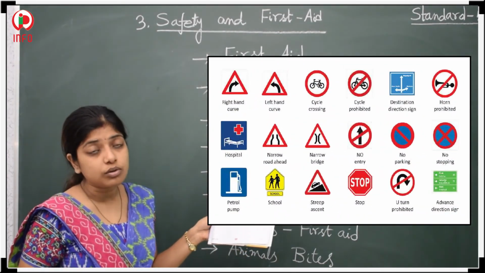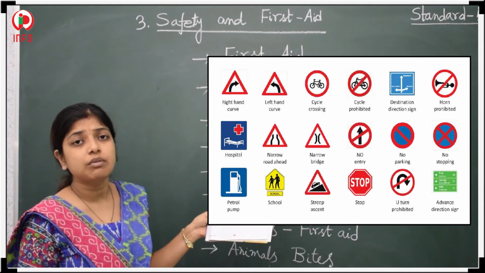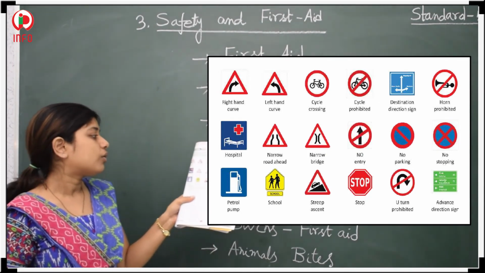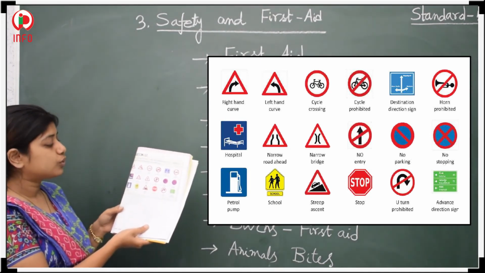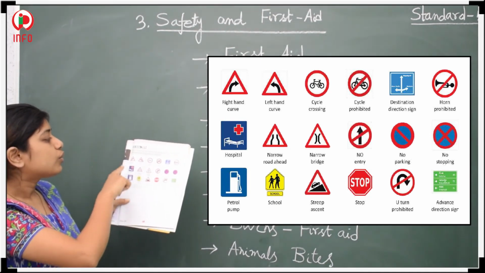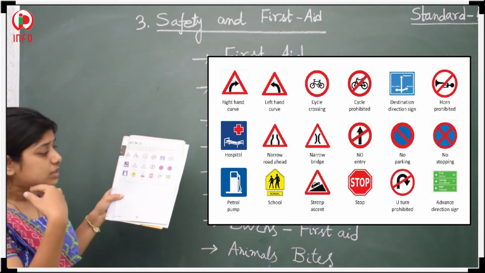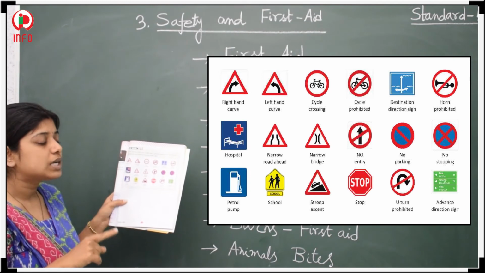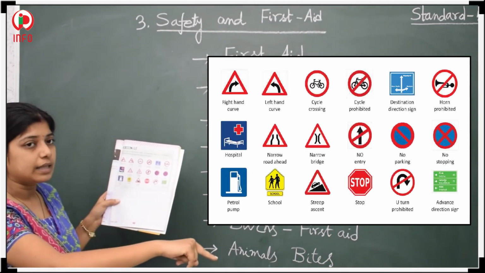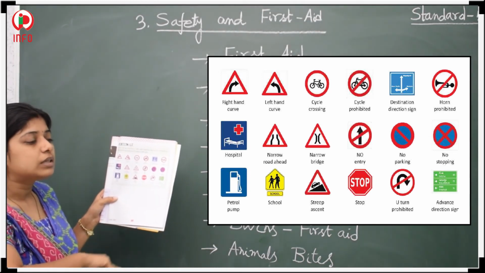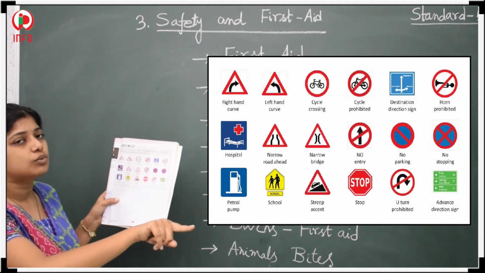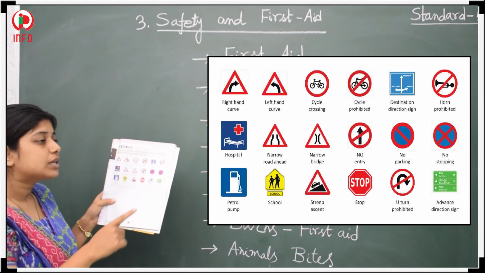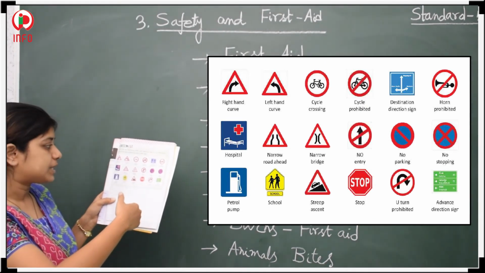Sometimes, not only sometimes, very frequently, all of us are going outside on the road. At that time, what are the things we should do? See here, there are a few road signs, the symbols. So the first one, right hand curve. That means after a little while, the road will bend towards the right hand. And left hand curve means the road bends towards the left hand.